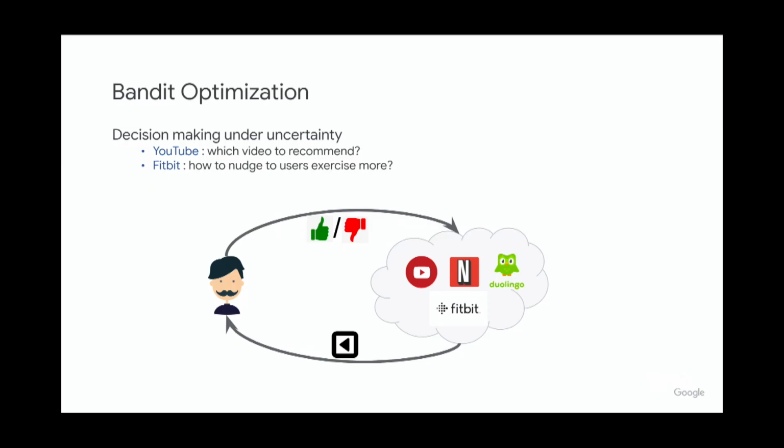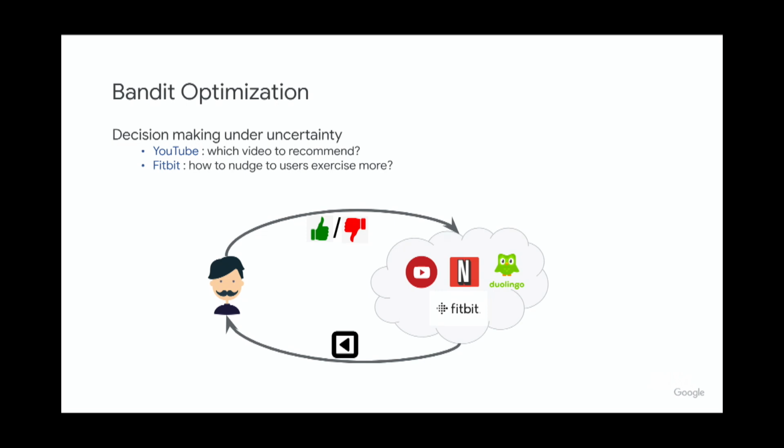Okay, so I know many of you might have already heard about bandits, but just to refresh your memory, I will try to describe it again. Bandit optimization is a very nice theoretical framework which helps you study decision making under uncertainty. So let me explain this a bit more.